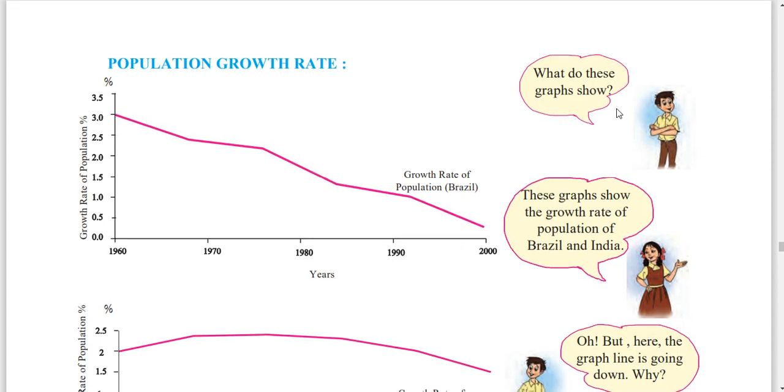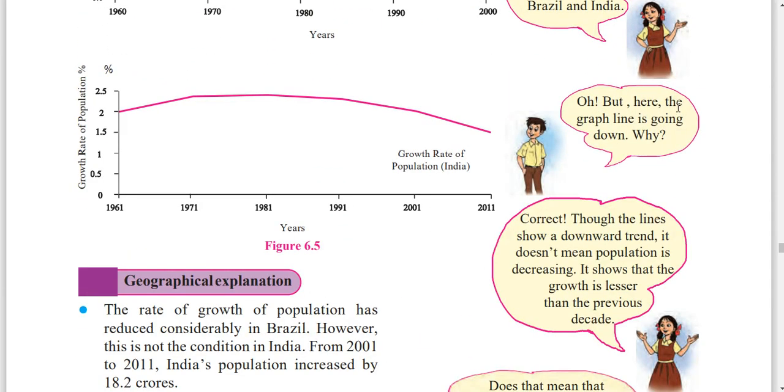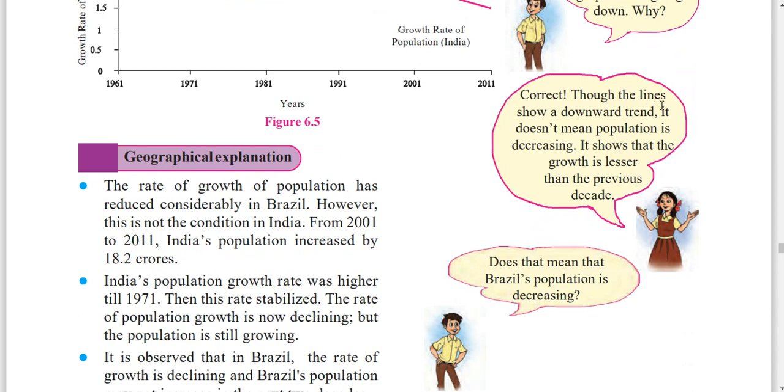What do these graphs show? These graphs show the growth rate of population of Brazil and India. Oh, but here the graph line is going down. Why? Correct. Though the lines show a downward trend, it doesn't mean population is decreasing. It shows that the growth is lesser than the previous decade.